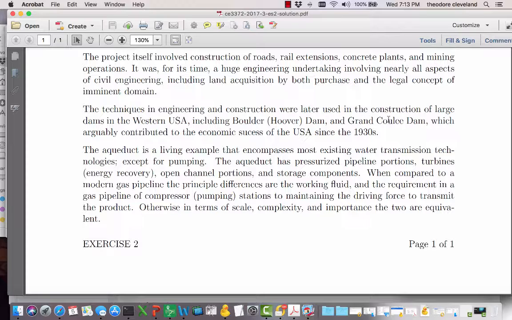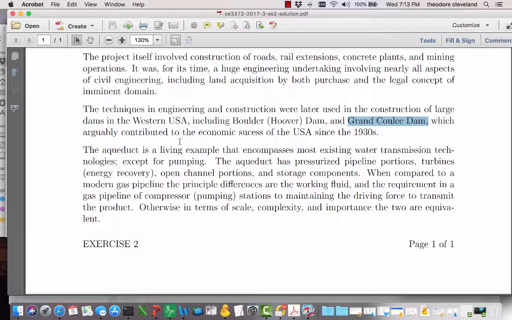Both of these two dams contributed to economic success of the United States since the 1930s, and the Grand Coulee Dam has been argued by some that it provided the electricity to smelt aluminum to make B-17s and B-29 bombers, which helped the United States contribute to the Allies prevailing during World War II. The aqueduct itself is a living example that encompasses most existing water transmission technologies except for pumping.